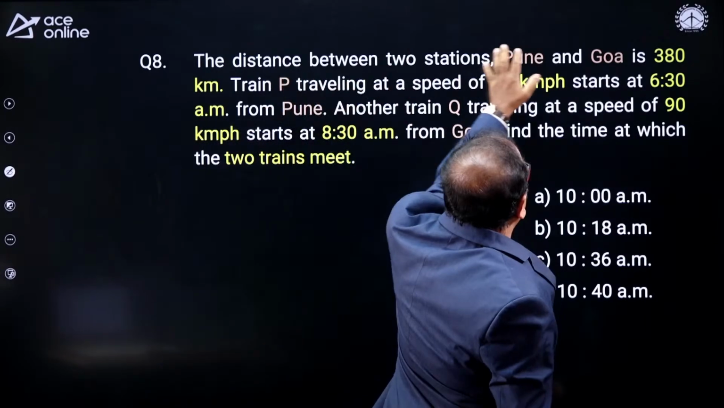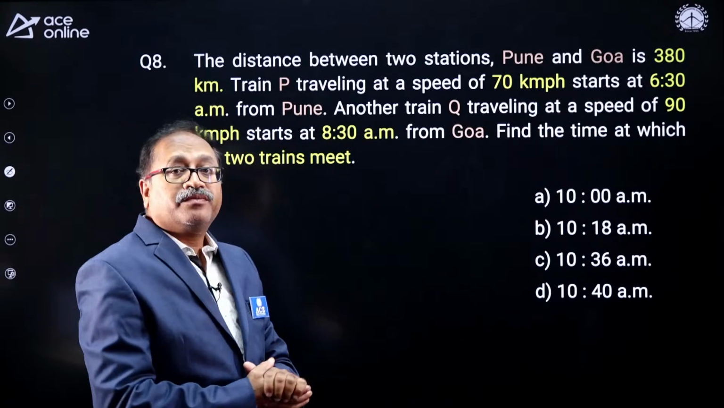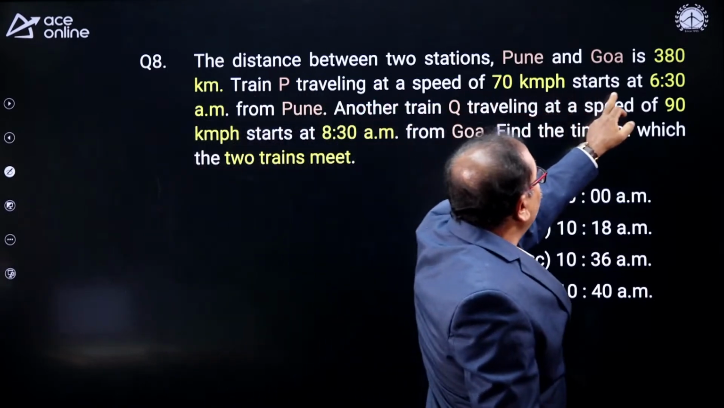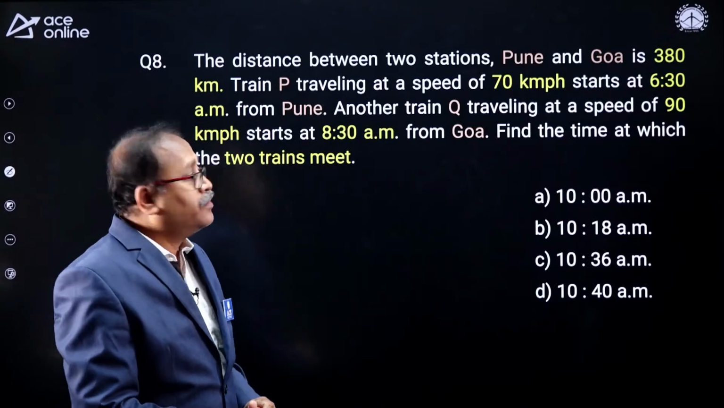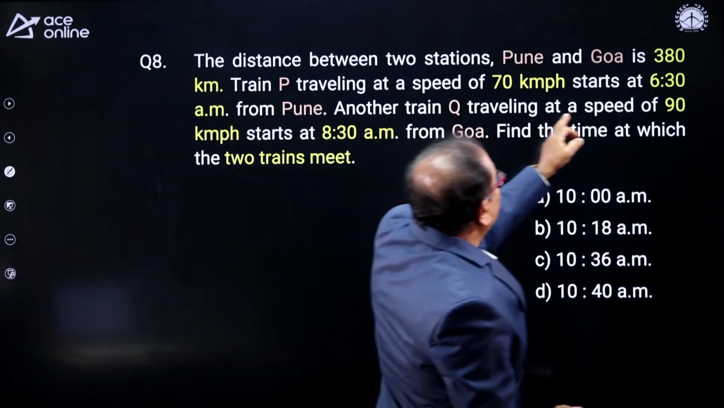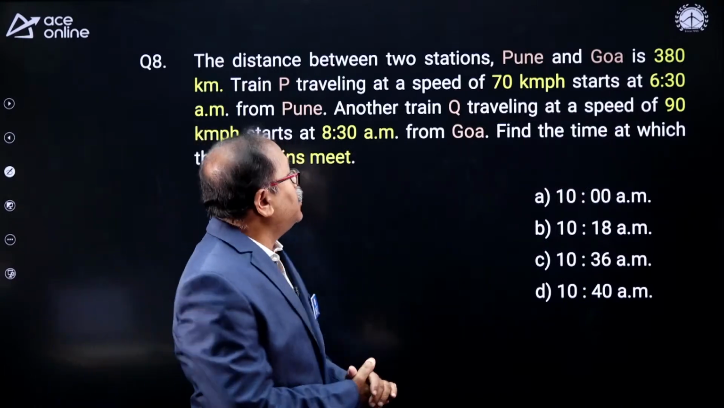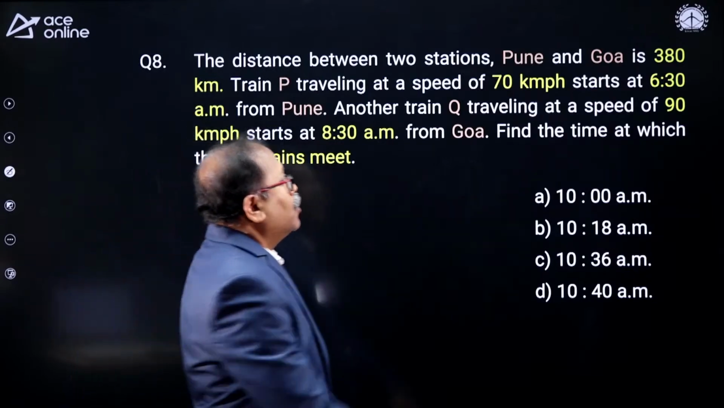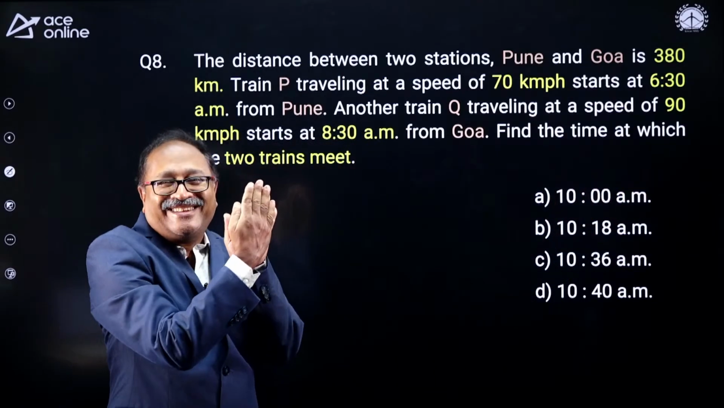The distance between Pune and Goa is 380 kilometers. Train P, traveling at a speed of 70 kilometers per hour, starts at 6:30 a.m. from Pune. Another train Q, traveling at a speed of 90 kilometers per hour, starts at 8:30 a.m. from Goa towards Pune. Find the time at which the two trains will meet.